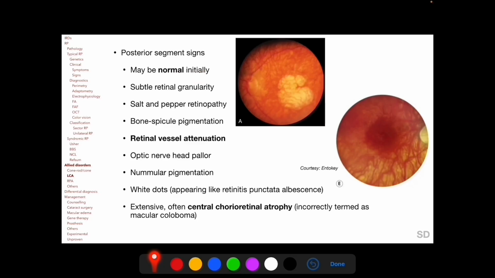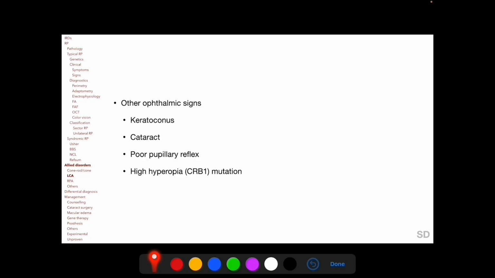Among the posterior segment signs described in patients with LCA, retinal vessel attenuation and central chorioretinal atrophy are important. This color photograph shows a patient with LCA having a central chorioretinal atrophy. Other ophthalmic signs which can be found in patients with LCA include keratoconus, cataract, poor pupillary reflex, and high hyperopia.